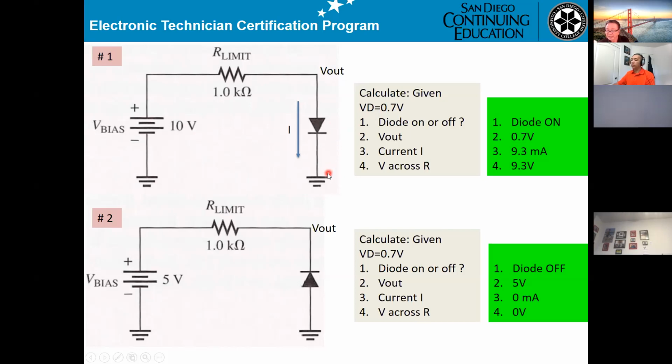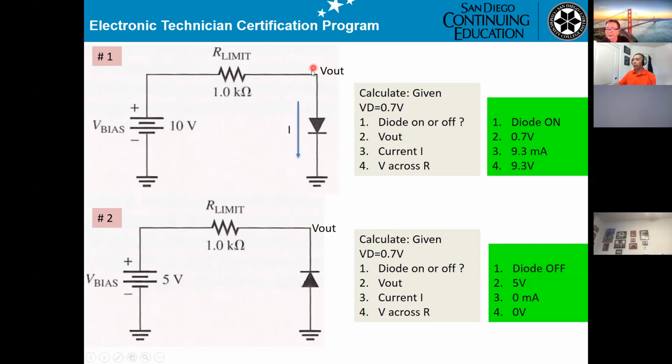In order to tell whether the diode is on or off, you need to know the voltage difference between the anode and cathode here. If it's greater than 0.7 volt in this case, then it's on. If it's not, it will be off. So you see you get 10 volt at this side, and around here 0. So that means greater than 0.7, so the diode will be on.